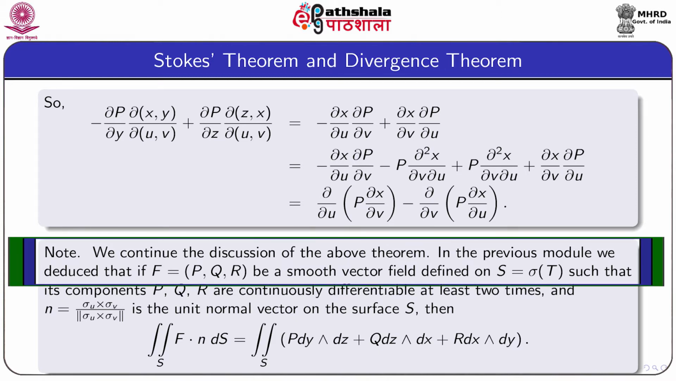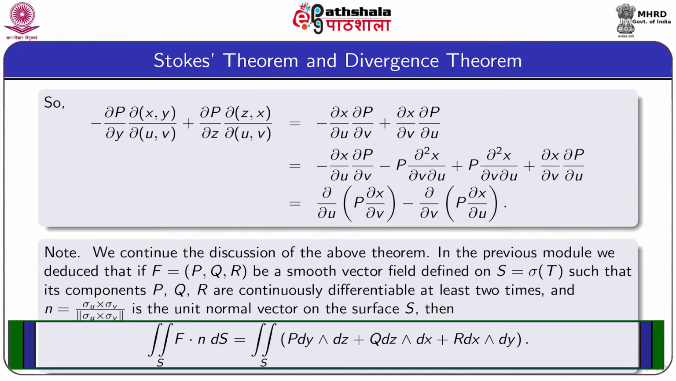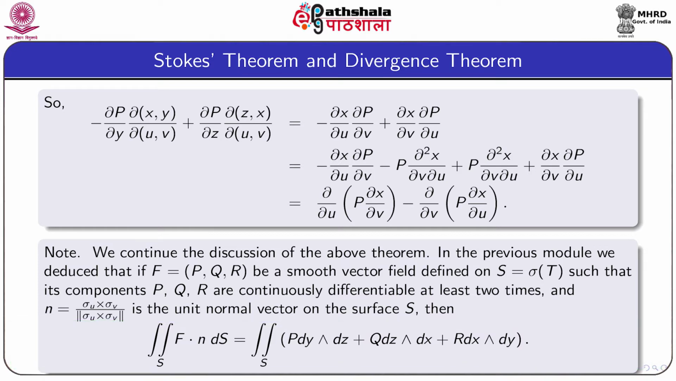Let us continue the discussion of the above theorem. In the previous module, we deduced that if F equal to (P, Q, R) is a smooth vector field defined on the surface S equal to sigma(T), such that its components P, Q, R are continuously differentiable at least 2 times, and n equal to 1 by norm of (sigma_u cross sigma_v) times (sigma_u cross sigma_v) is the unit normal vector on the surface S, then the surface integral over S of F dot n dS equals the surface integral over S of P dy wedge dz plus Q dz wedge dx plus R dx wedge dy.